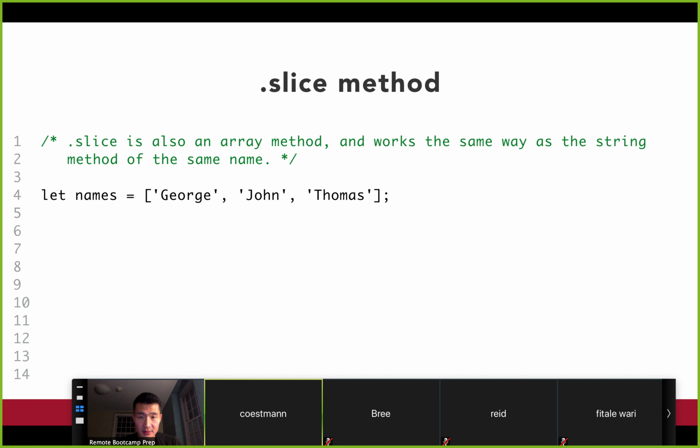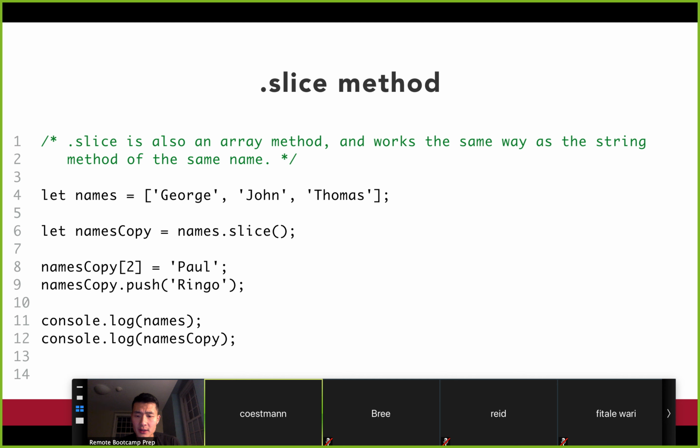A few other tidbits about the slice method too. If you want to make a copy of the entire thing, JavaScript saves you the trouble of having to define where it starts and where it ends. If you just do names.slice and don't give it any arguments, by default, that means it will copy the entire array. And so here on line 6, we create a copied array called names copy, and we just do names.slice, so we just made a copy of names.